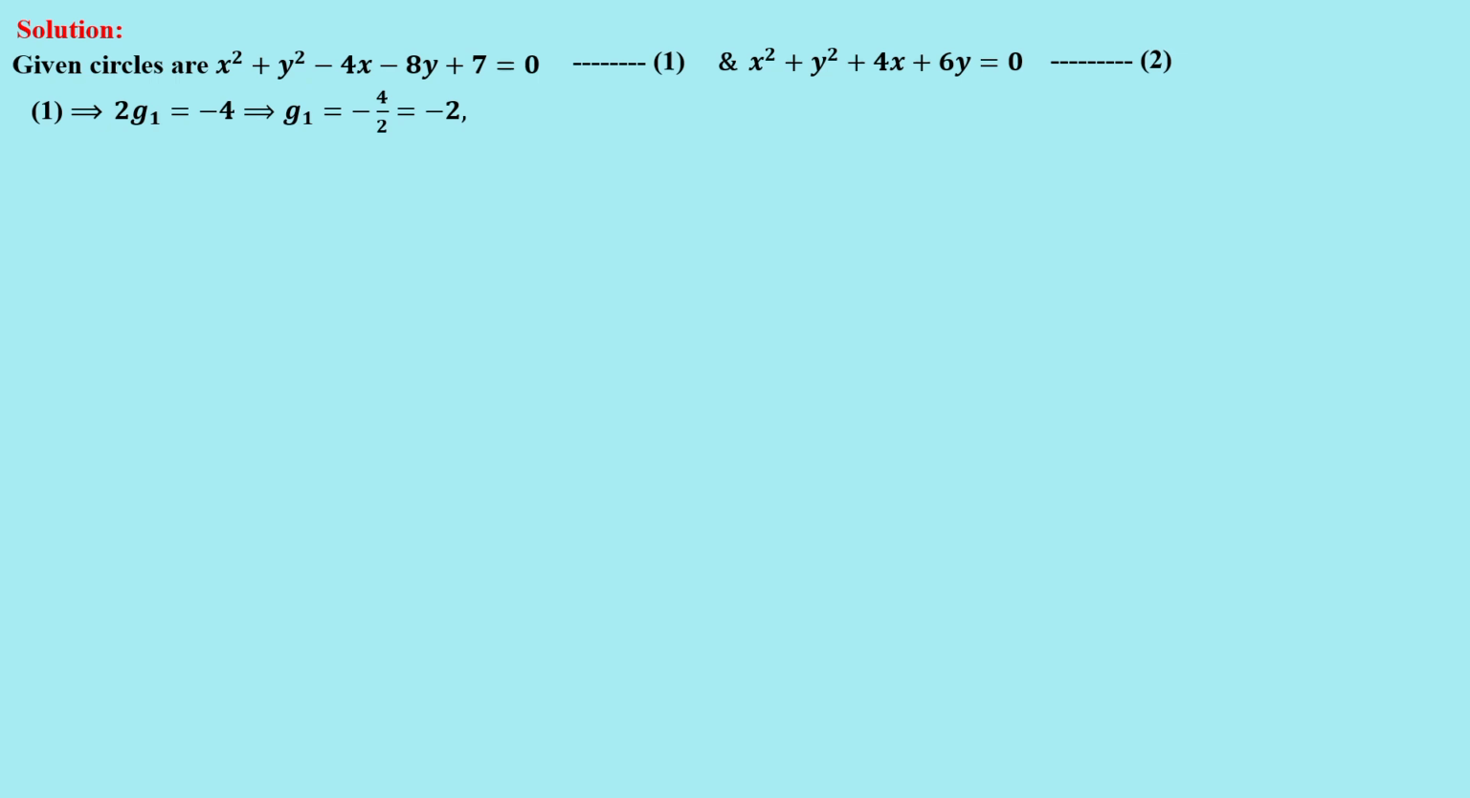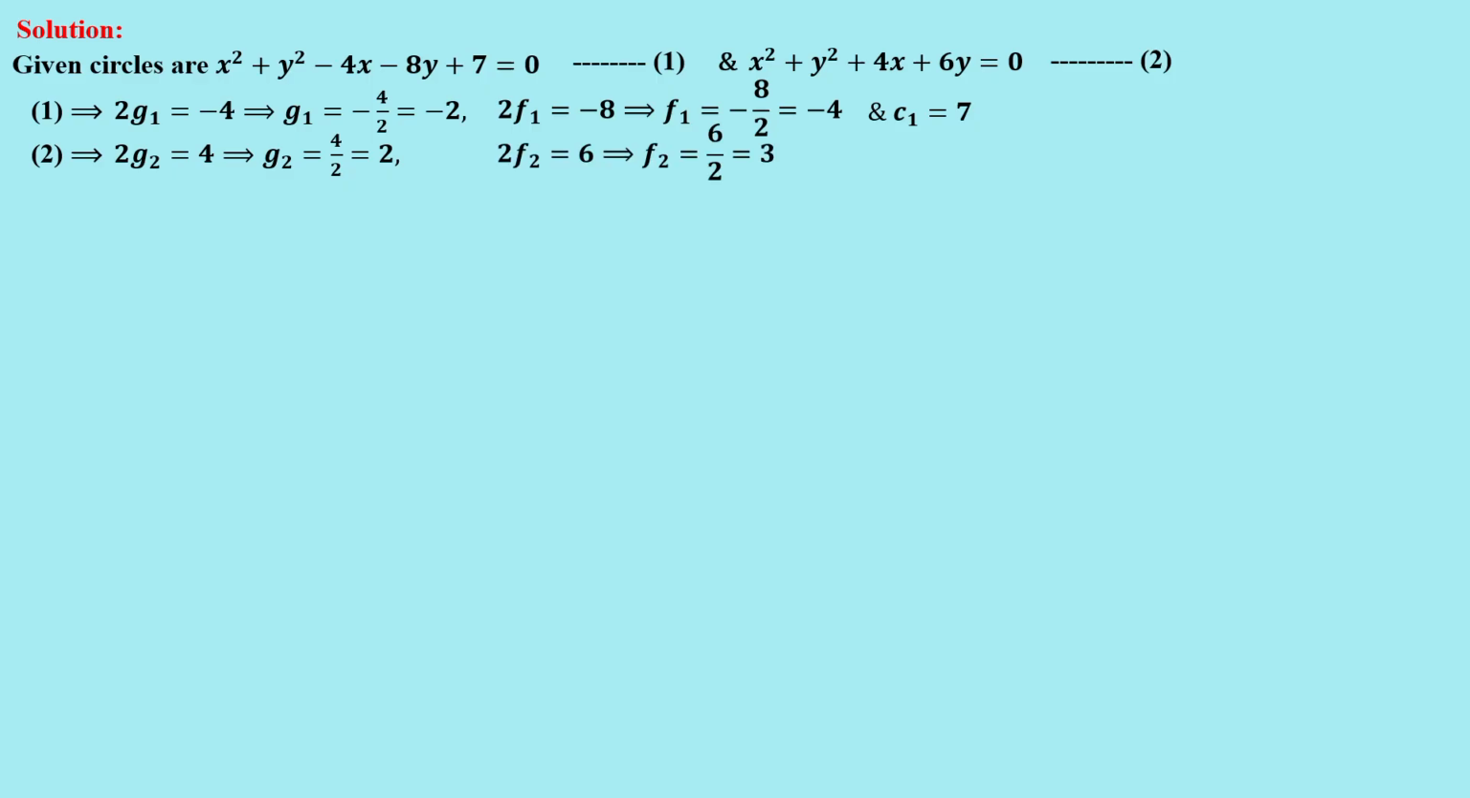So we are taking g1, f1, c1 for the first circle, and g2, f2, c2 for the second circle. 2g1 equal to minus 4, g1 equal to minus 2, and 2f1 equal to minus 8, f1 equal to minus 4, and c1 equal to 7. For the second circle, 2g2 is equal to 4, g2 is equal to 2, 2f2 is equal to 6, f2 is equal to 3, and c2 equal to 0.